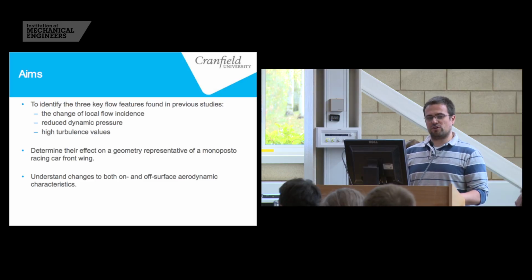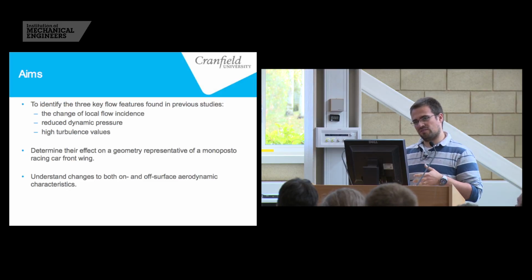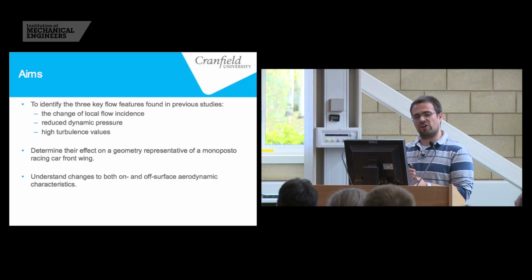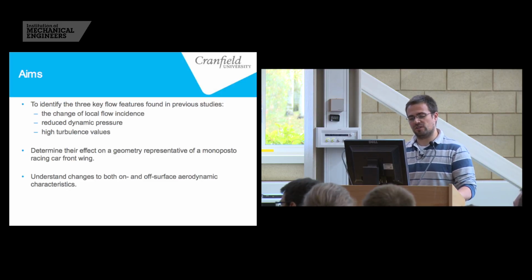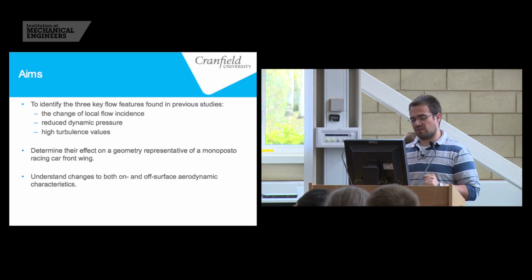So the aim of the project, although initially it started as something similar to what Josh was doing, due to the complexity of it, the idea became to identify the main flow structures that are generated by a leading car. So change of local flow incidence. If you have a wing in the wake, the flow incidence will change span-wise. There's a reduction in the dynamic pressure, and there's quite high turbulence intensity in the wake. Now, next bit was to determine how those wake characters influenced the front wing of a trailing car, and understand the changes that happen both on the surface and off the surface of the wing.